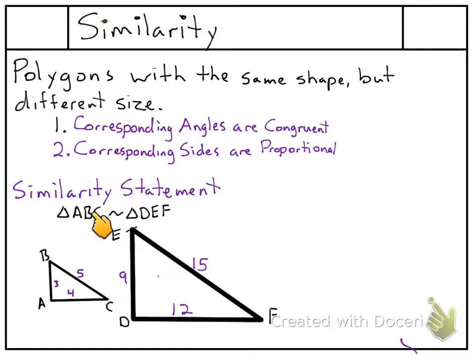Now, whenever we talk about similarity, we want to have a similarity statement. That is telling us our two triangles are similar. The similar symbol is right there. It's kind of like the congruence symbol without the equal sign. So I'm saying that triangle ABC and triangle DEF are similar.